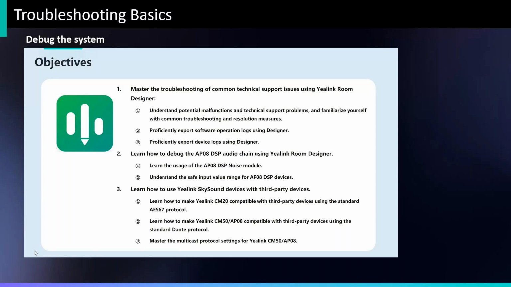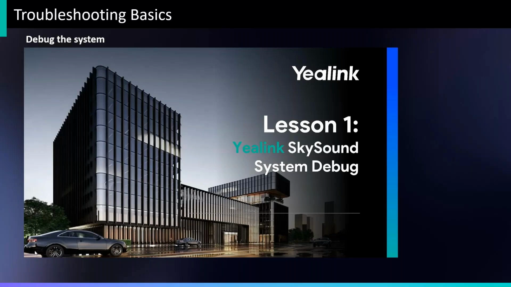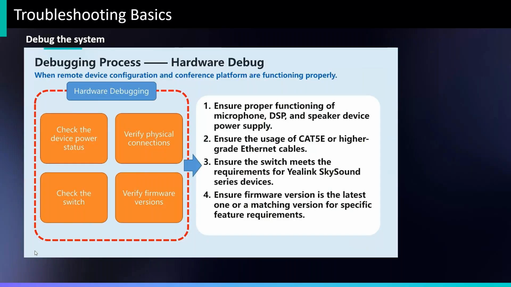Let's come to lesson 1. It's about the system debug. System debug has two parts. The first part is about the hardware. For the hardware debugging, you need to firstly check the device power supply, including the microphone, DSP, and also the speaker. The second thing is to verify the physical connections.